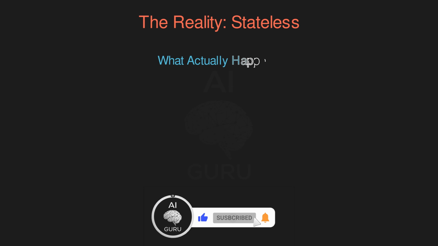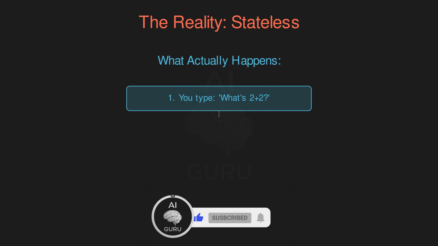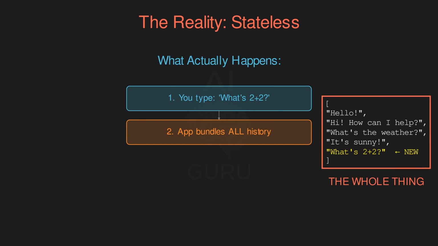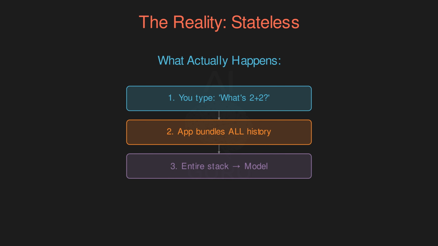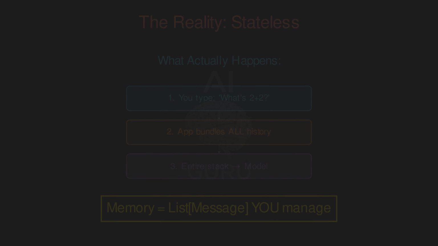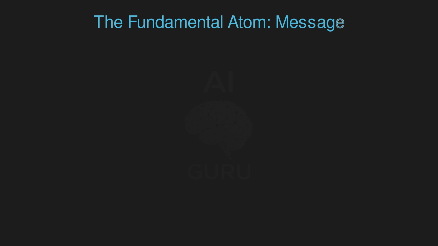Every single time you hit enter, the application is actually taking your new text, bundling it with a list of everything you've said before, and just shoving that entire stack back into the model. The whole thing. The whole thing. That memory is just a list object that you, the developer, have to manage. So the message is a fundamental atom of context. If you get the atom wrong, the whole universe just falls apart.